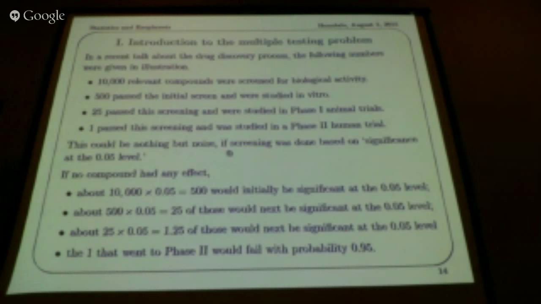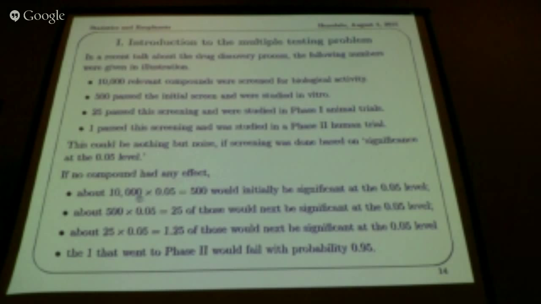The screening was done based on significance at the 0.05 level, as it normally is. Now, let's assume no compound has any effect whatsoever. There's nothing that's going to affect this disease that's being tested. But what's going to happen? Well, we're testing at the 0.05 level, we're doing 10,000 tests, we're testing 10,000 true null hypotheses. There's nothing going on here. But nevertheless, 5% of the 10,000 will appear significant just by randomness. We know that. 10,000 times 0.05, that's 500. That's what passed the initial screen.